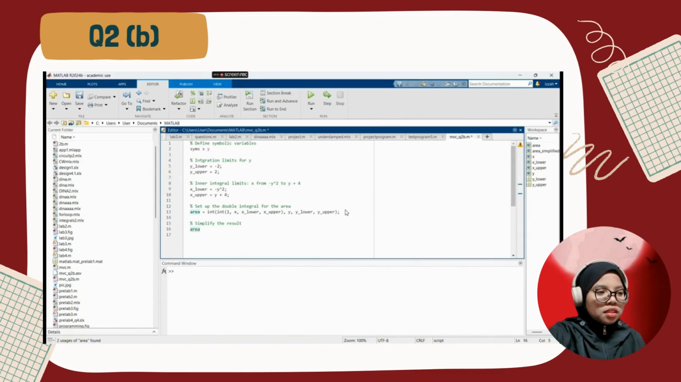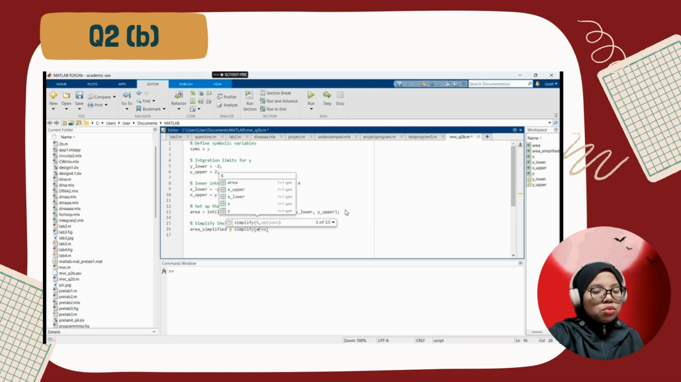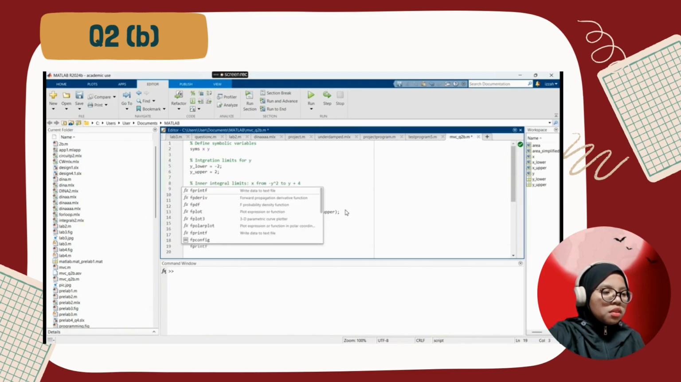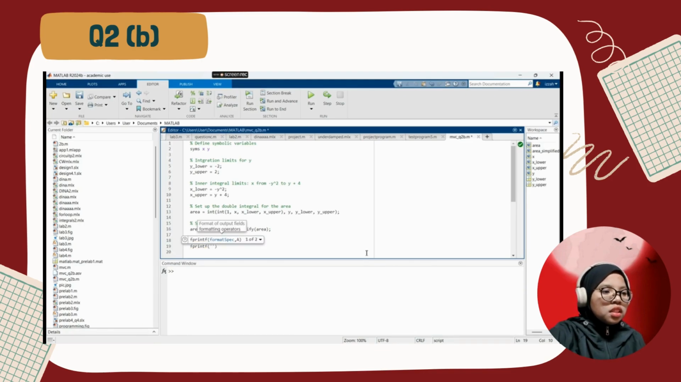First, we need to define the symbolic variables x and y. Then we set up the integration limits for y from -2 to 2, and for x, which is bounded by negative y squared and y plus 4. Next, we set up the double integral. This step defines the double integral using the MATLAB int function, which allows us to perform the integration first with respect to x and followed by y.